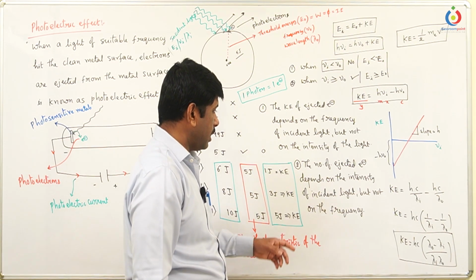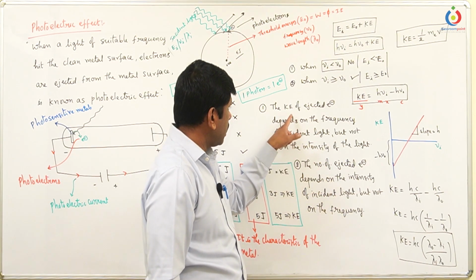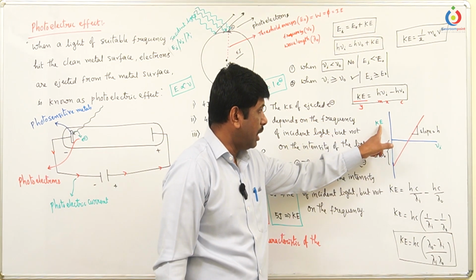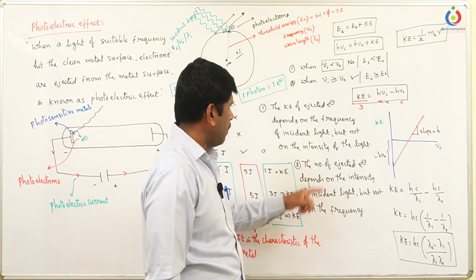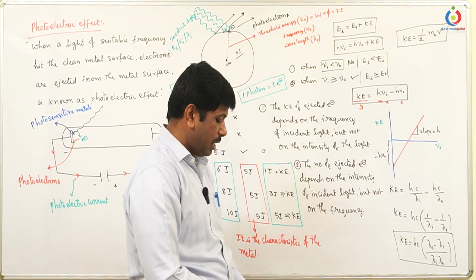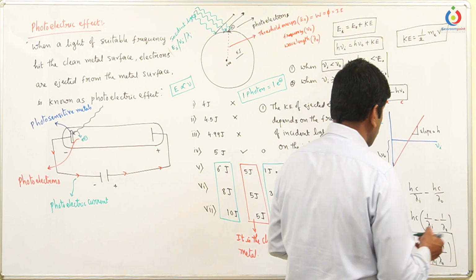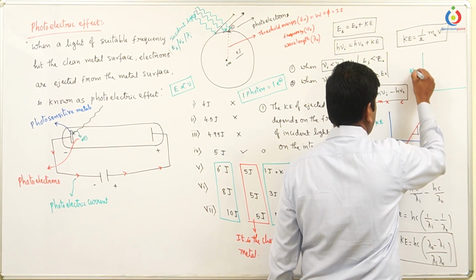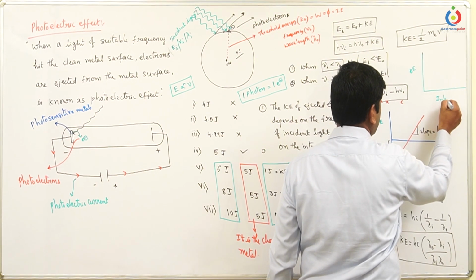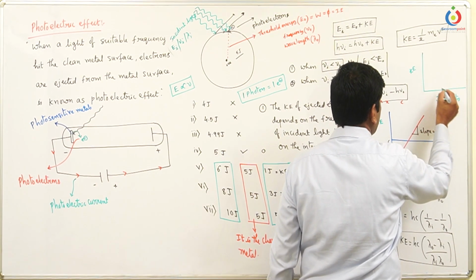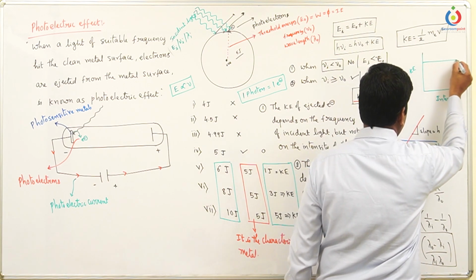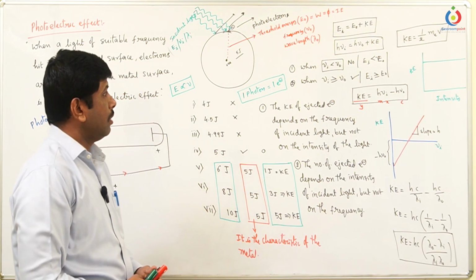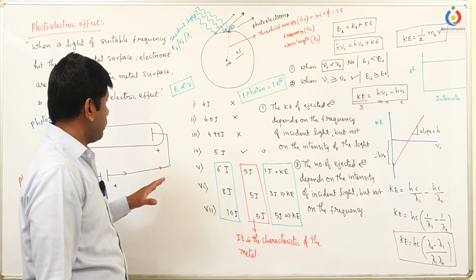Now one more concept here. The kinetic energy of the ejected electron depends only on the frequency, as in the kinetic energy versus frequency graph, but not on the intensity of the light. It is independent of the intensity of the light, so if you draw a graph between kinetic energy versus intensity, kinetic energy is independent of the intensity of incident radiation. So let us continue the concept.